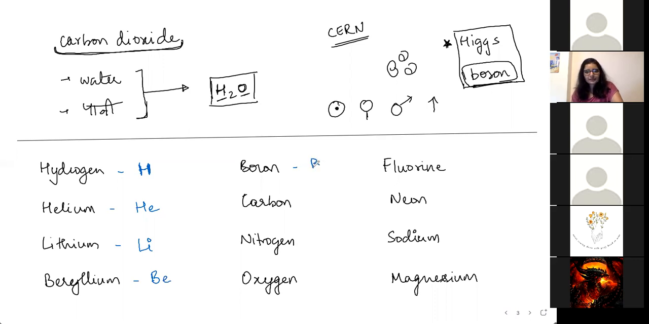Boron, B. So boron would have been discovered first, and because this is boron, first letter B, you give it B. So boron के बाद, if beryllium was discovered, because B is already taken by boron, you go with 2 alphabets, Be. Okay, carbon, C. Nitrogen, N.